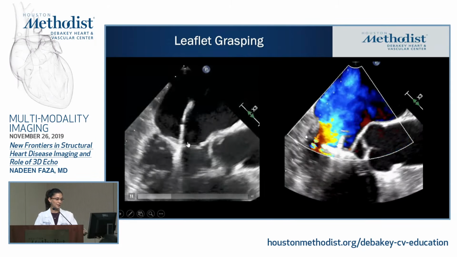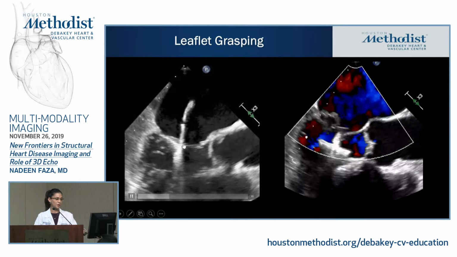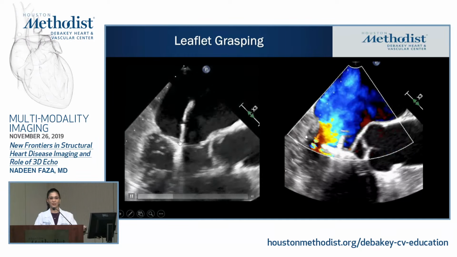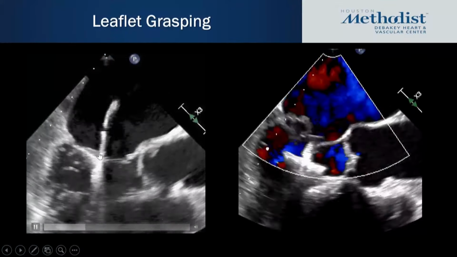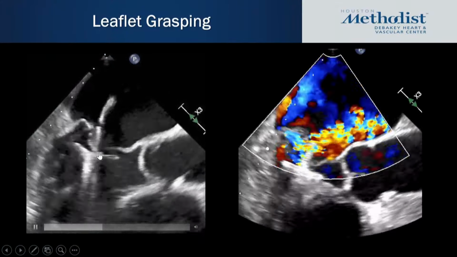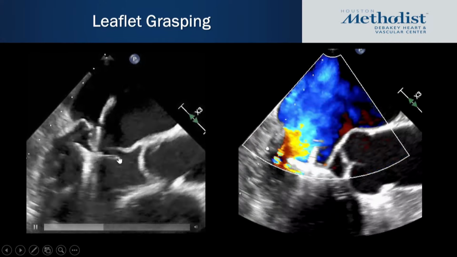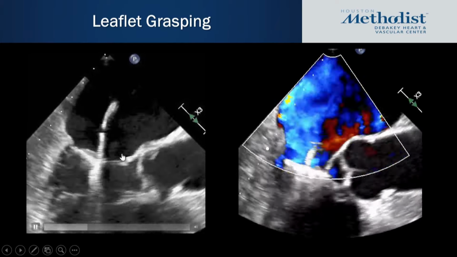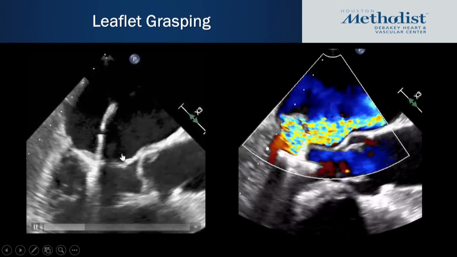You want the anterior leaflet and the posterior leaflet both to lie on the clip with enough leaflets in that V space to make sure that once the clip is deployed, there's a good grasp of the leaflets. Otherwise, if you're only getting a side bite or if you're getting a small piece of the leaflets, that can lead to risk of leaflet detachment eventually.